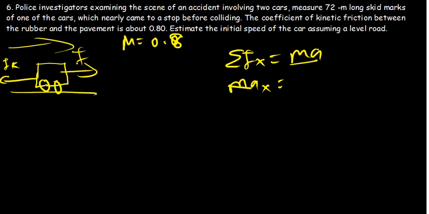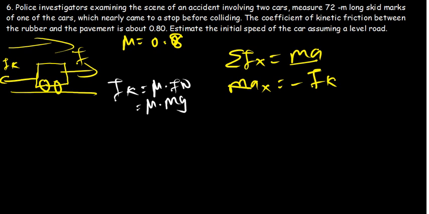But now we know that friction force opposes motion, therefore it's supposed to be negative, so it's going to be negative Fk. But again, we know how to calculate the what? The friction force. The friction force is given by mu times the normal force, and the normal force is mg, so it's going to be mu times mg. Okay, so now we are going to put mu times mg there, so it's going to be m a_x equals negative mu times mg.